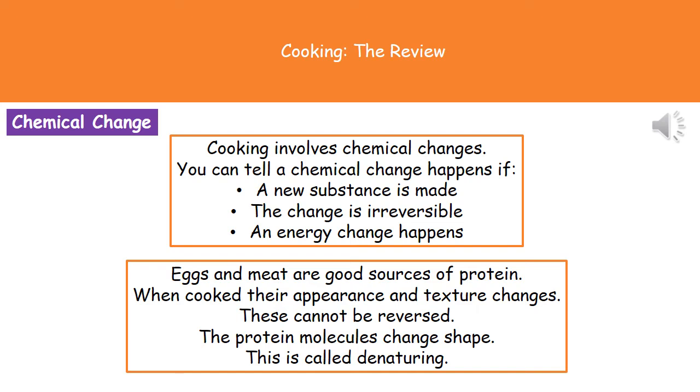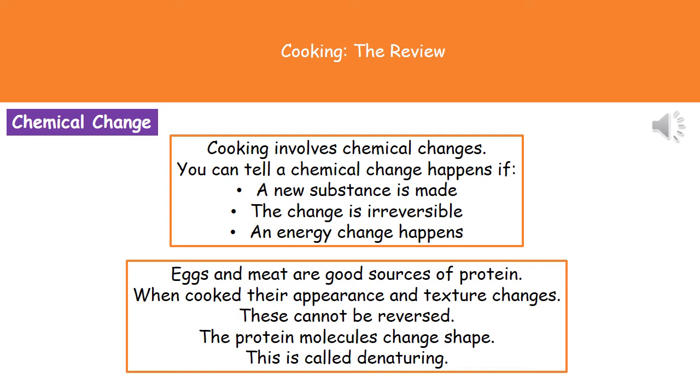So if we consider one type of food that might be cooked quite often in your own homes, if we think about eggs and meat, both of them are very good sources of protein, and when we actually cook eggs and meat, their appearance and their texture changes. Now, what we'll find is you can't change them back, so we can't reverse that change. Once you've cooked an egg, then you can't turn it back into a raw egg afterwards.